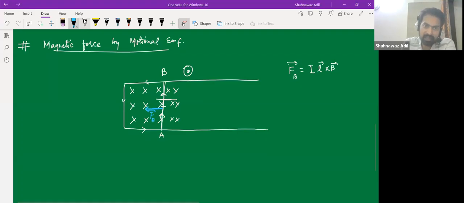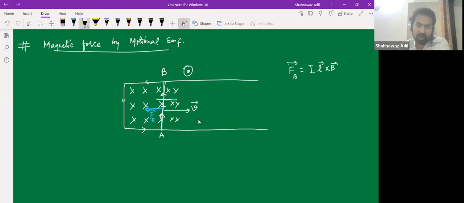Now you see that this wire is moving in this direction, right? Velocity is this direction. Your magnetic force is in this direction. So this induced EMF will try to oppose the motion of this velocity. Am I correct? Correct, guys. So this induced EMF will try to oppose this motion, right?